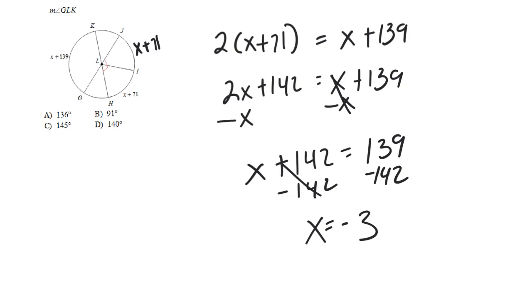All I've got to do now is use that negative 3 and plug it in here. It's the same as 139 minus 3, right? So that's going to leave you with A. Just because I have negative 3 plus 139 equals 136 degrees. Kind of messed up writing it there. And of course, whatever this arc is, the central angle of GLK is going to equal the same thing. So it's still just 136 degrees.